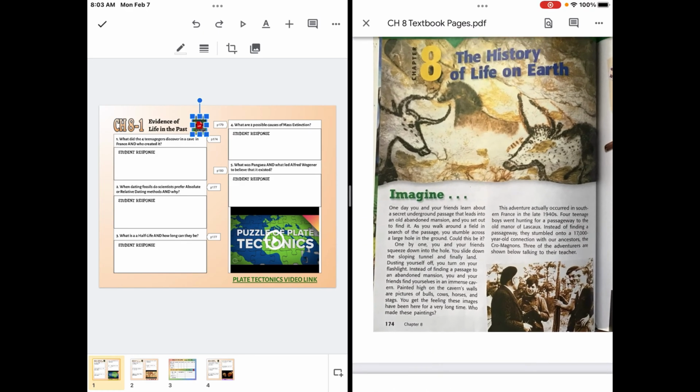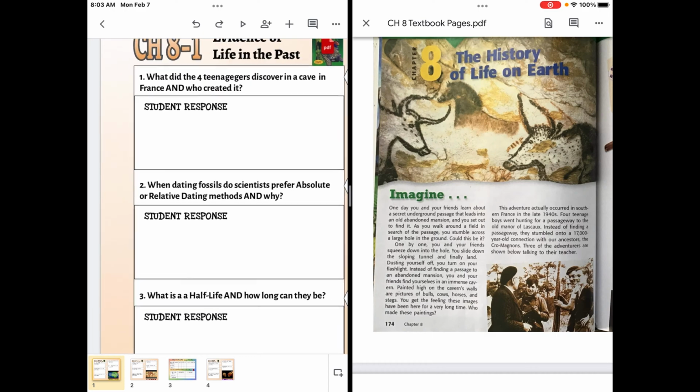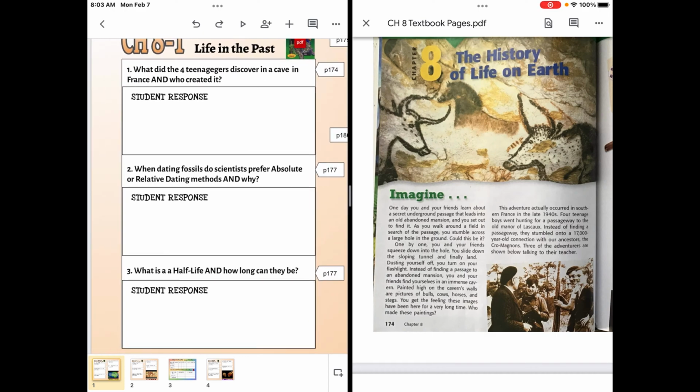So we actually used the story at the beginning of the chapter here, and we have this famous cave in France and some teenagers who were basically breaking and entering went and found some stuff in the cave. So you need to find out what they discovered with detail and who created the thing they discovered.